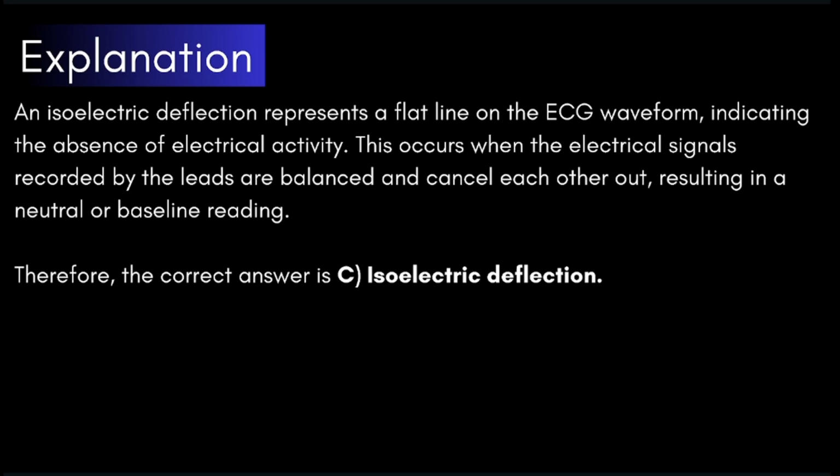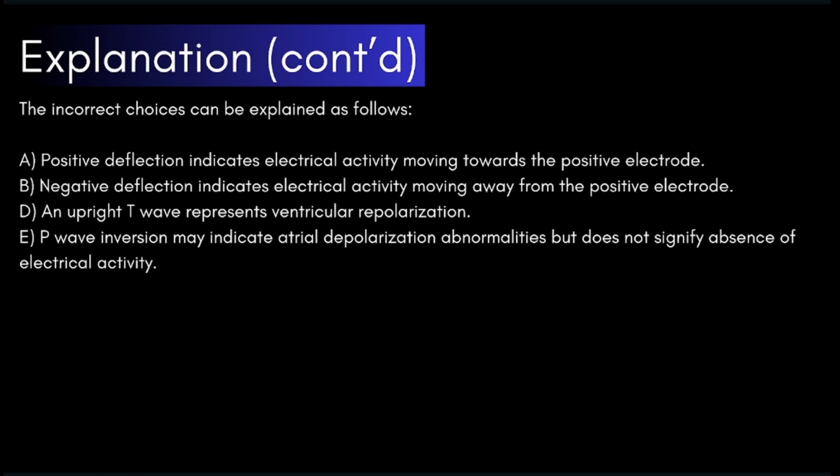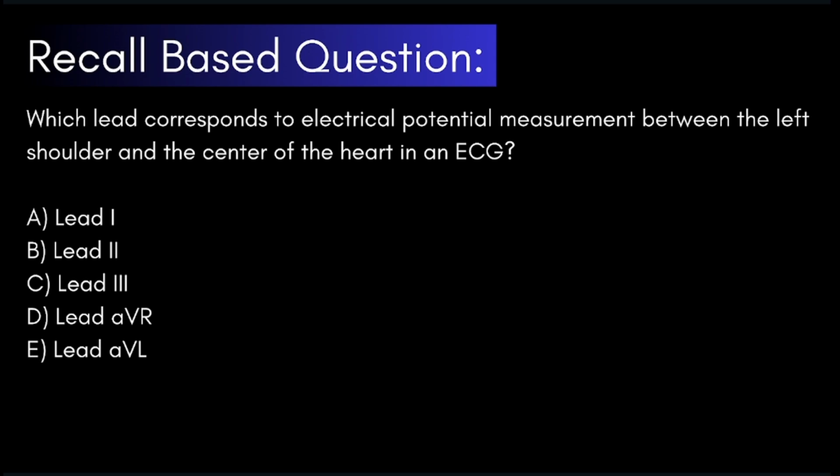Let's go ahead and see why the other answer choices are incorrect. Positive deflection indicates electrical activity moving towards the positive electrode. Negative deflection indicates electrical activity moving away from the positive electrode. An upright T wave represents ventricular repolarization. P wave inversion may indicate atrial depolarization abnormalities, but does not signify absence of electrical activity. Okay, let's go ahead and move on to the next question. Which lead corresponds to electrical potential measurement between the left shoulder and the center of the heart in an ECG?